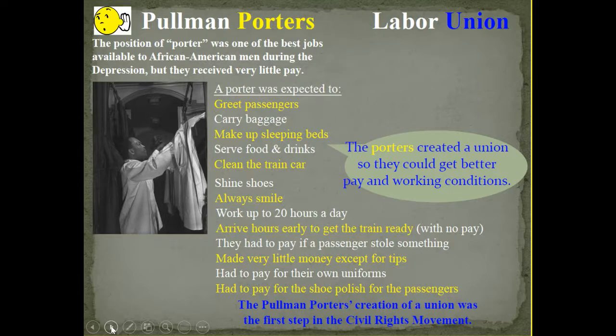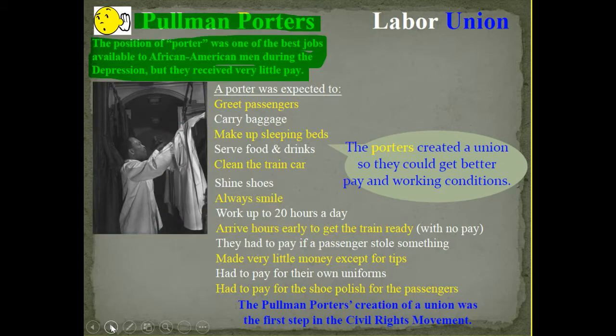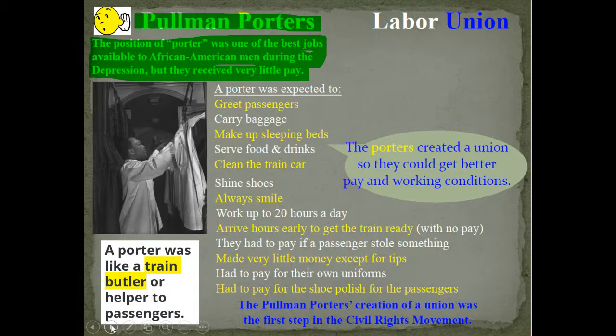All right, listen, Pullman porters. We've talked about this in chapter 11. The position of porter was one of the best jobs available to African American men during the Depression, but they received very little pay. A porter was like a train butler or helper to passengers.